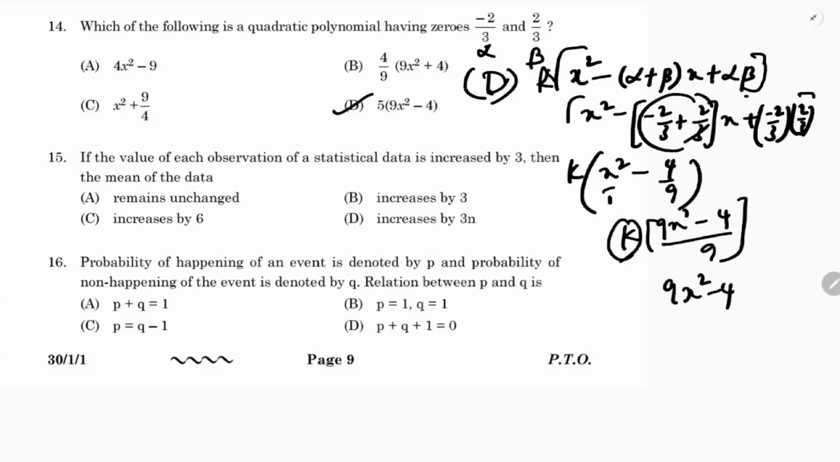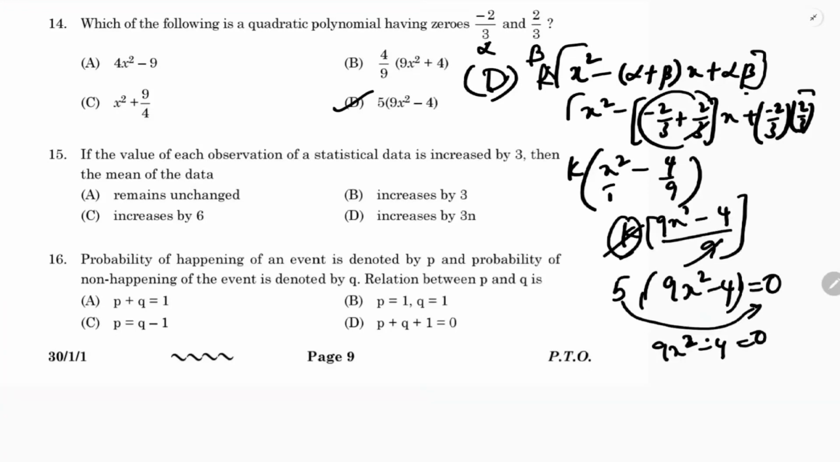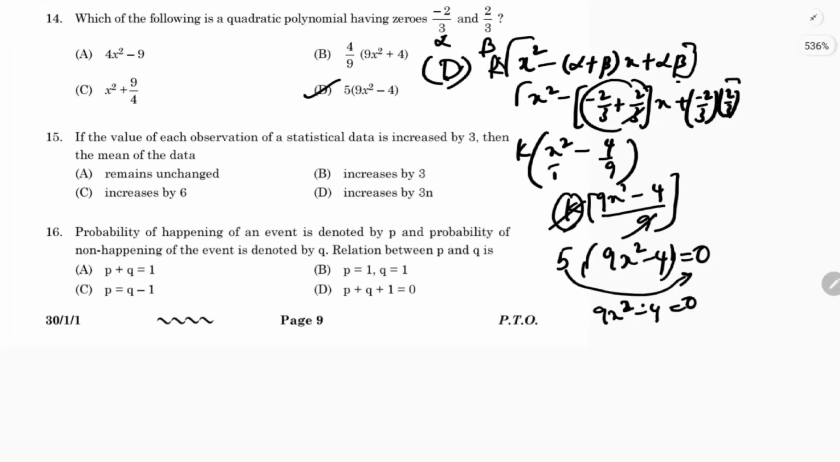Sir, how D? Because when you take k, you can take any constant. You can take 9 and it will get cancelled. But suppose it is 5, and you try to find the zeros, you will equate with 0. First you send 5 to that side. So you will get 9x square minus 4 equals 0. Again 9x square minus 4, if you factorize, 9x square minus 4 equals 0. So 9x square equals 4. x square is 4 by 9.